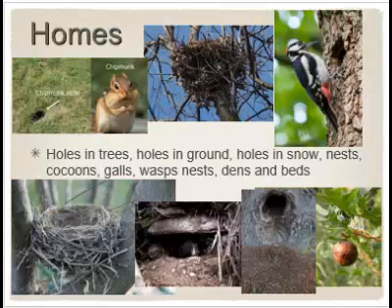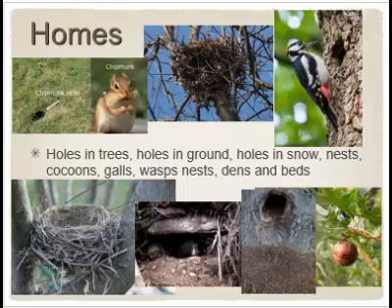Another way to identify different organisms is through their homes. Holes in trees, holes in the ground, holes in the snow, nests, cocoons, galls, wasp nests, dens, and beds are all identifiable if you really know where to look. The top left-hand side shows a chipmunk hole. Many of you probably have this in your yard somewhere.